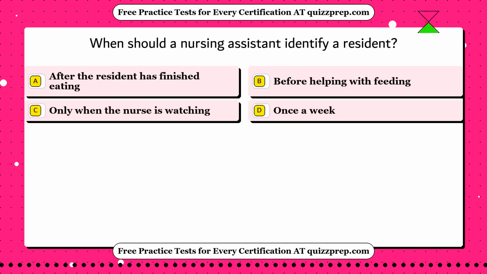Question 79. When should a nursing assistant identify a resident? Option A, after the resident has finished eating. Option B, before helping with feeding. Option C, only when the nurse is watching. Option D, once a week.